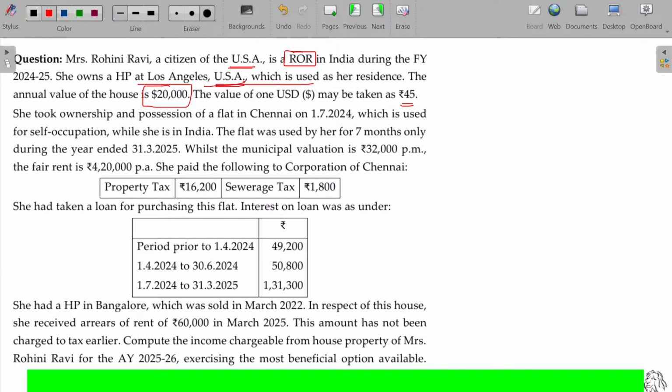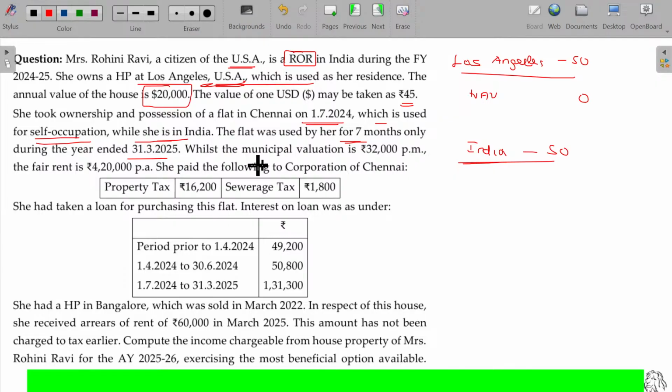Anyhow, this is self-occupancy. Los Angeles, self-occupancy, means NAV itself is 0. She took ownership and possession of a flat in Chennai in 2017-24, which is used for self-occupation while she is in Trichy, in India. In India, she also has one more house property that is also used for self-occupancy. The flat was used by her for 7 months only during the previous year ending 31/3/2025, while the municipal valuation is 32,000 and fair rent 4,20,000, and she paid the following corporation taxes.